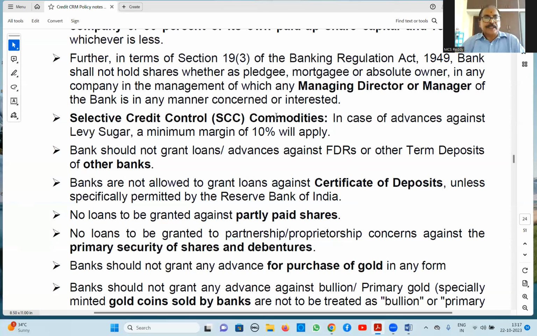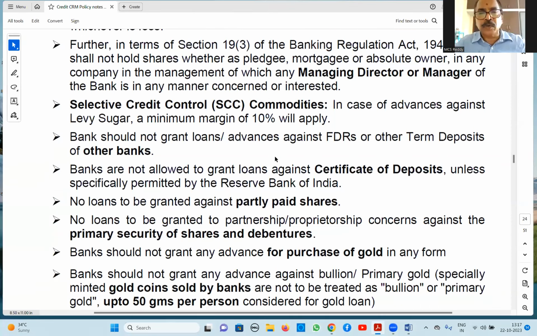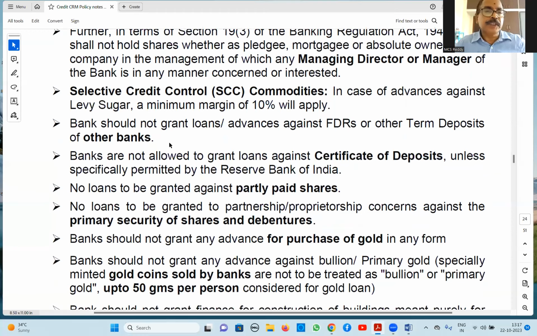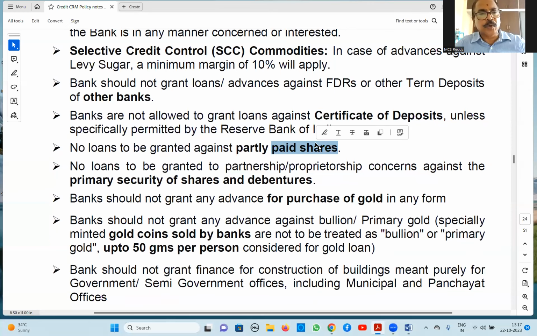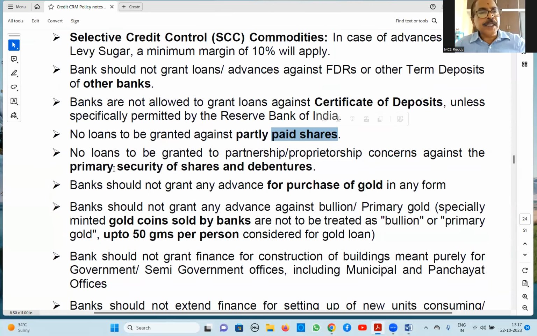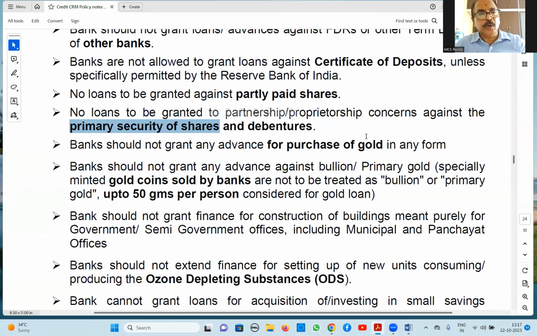This is SEC commodities. Next, against another bank's term deposits we should not sanction loans, but we can keep them as collateral with DGM permission. Banks are not allowed to grant loans against certificates of deposit. Against CDs, no loans. Against partly paid shares also, no loans. And to other than individuals, with primary security of shares and debentures, also no loans.